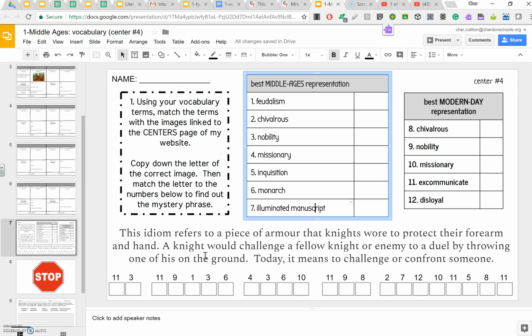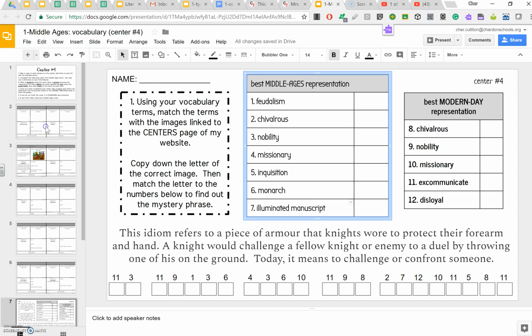This idiom refers to a piece of armor that knights wore to protect their forearm and hand. A knight would challenge a fellow knight or enemy to a duel by throwing one of his on the ground. Today, when we use it, it's an idiom that means to challenge or confront somebody. Okay? So if you get confused, the first thing I want you to do is go back and watch the screencast again to review your directions, look at the different links, and try to figure it out. If that doesn't work, then you can ask somebody at your center station to help you.